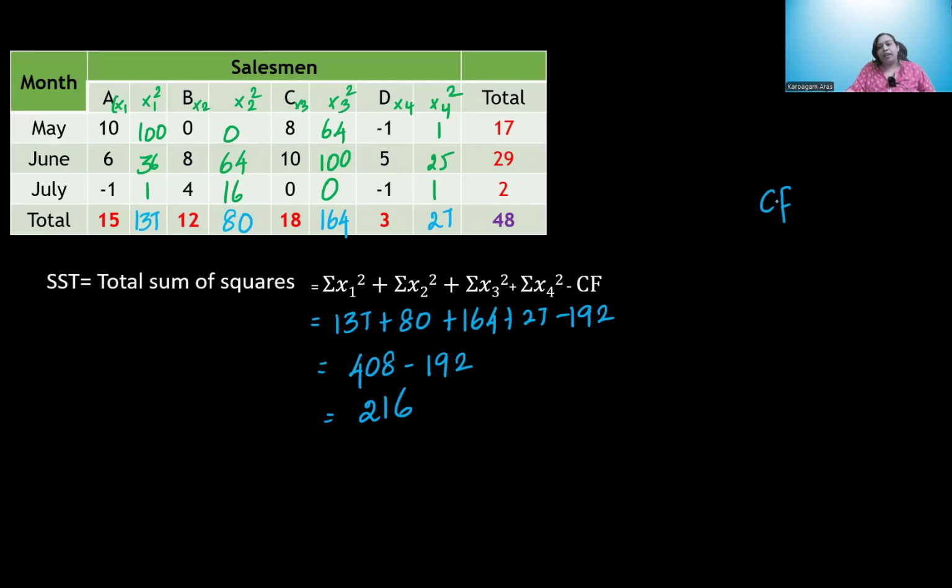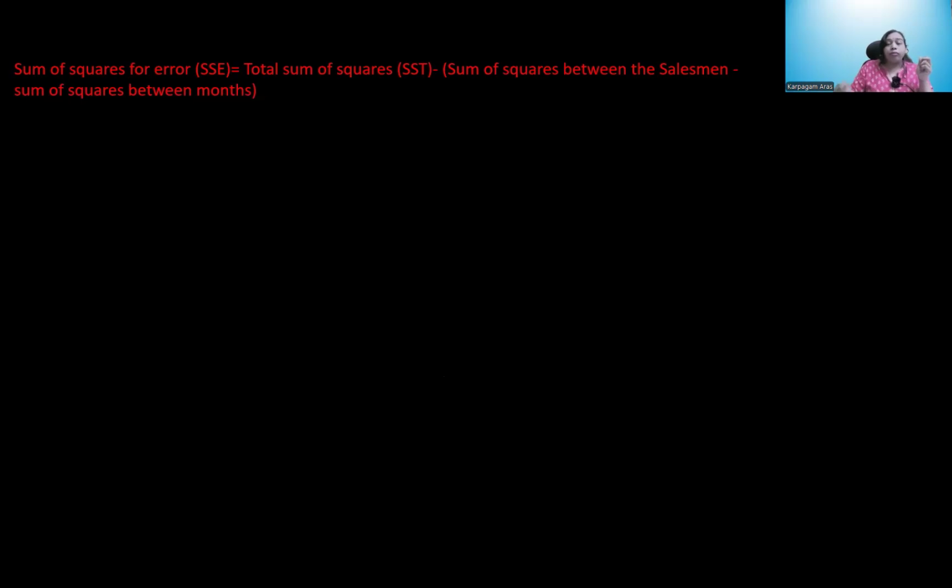We have finished with the correction factor. We have finished with SSP for salesmen. And then we have finished SSP for months also. SST is calculated. The next one we have to calculate is SSE. We have calculated how much is the difference between the months and between the salesmen, and what is the total variation in terms of SST.